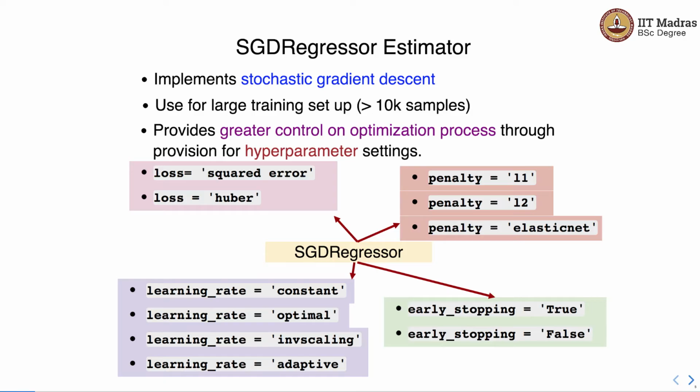And finally, we can also provide the way to stop the SGDRegressor iterations. We have a parameter called early stopping that we can set to true or false. Early stopping helps us stop the iterations of SGDRegressor once we reach a specified condition of convergence.